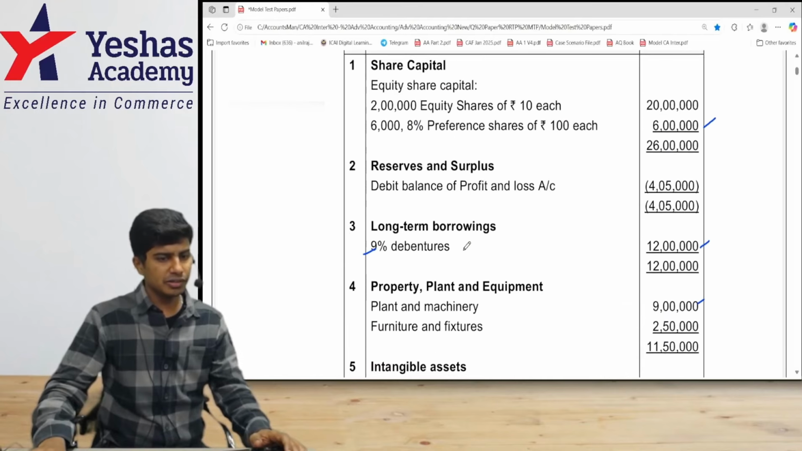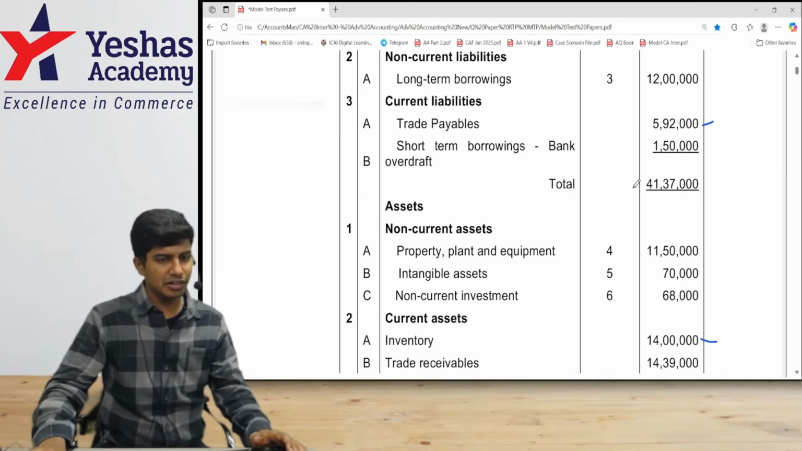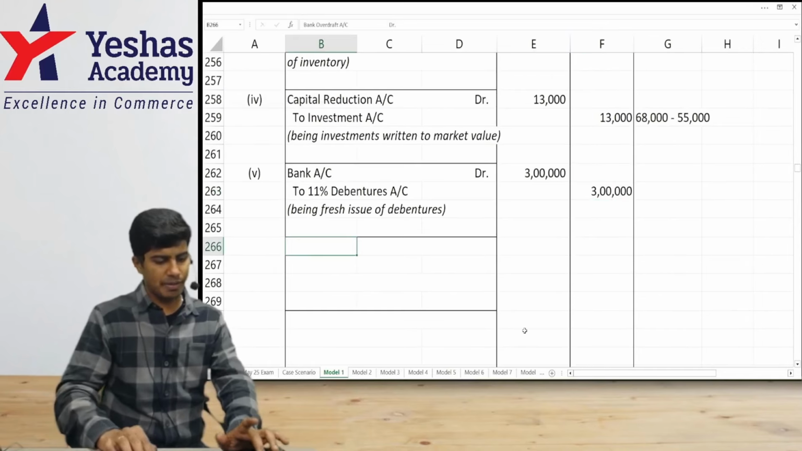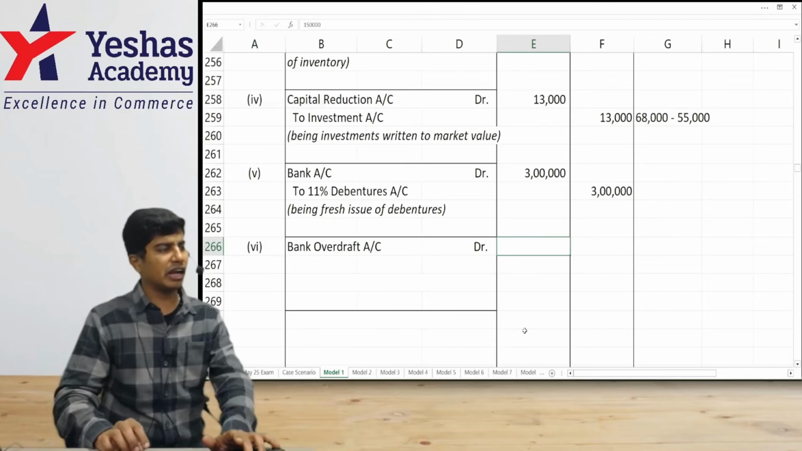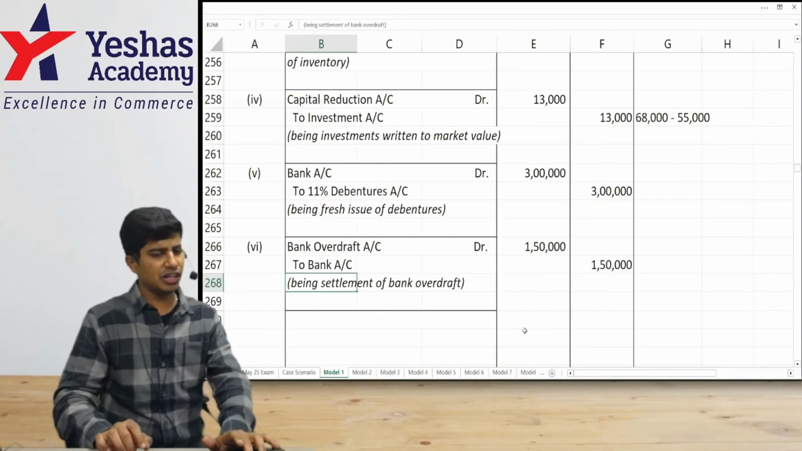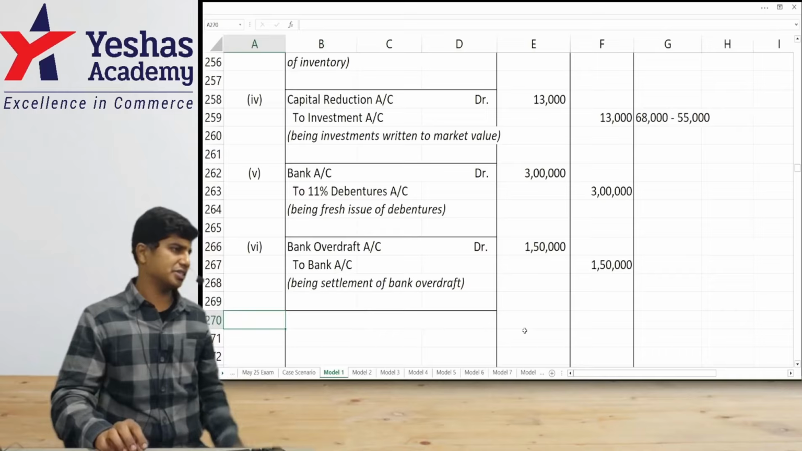How much is bank overdraft? 1 lakh 50. From 3 lakh, I will pay that bank overdraft. Bank overdraft of 1 lakh 50 liability is decreasing. Debit bank overdraft, credit bank account 1 lakh 50. Remaining money will be there with us.